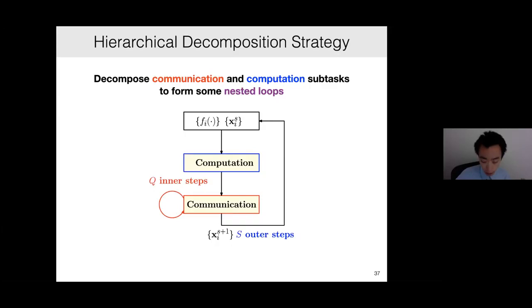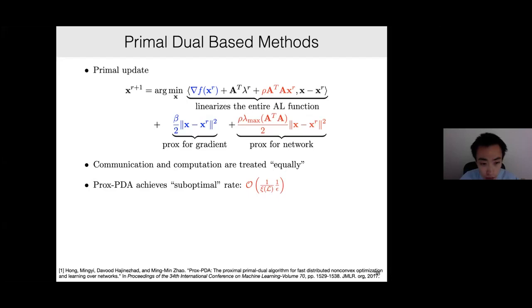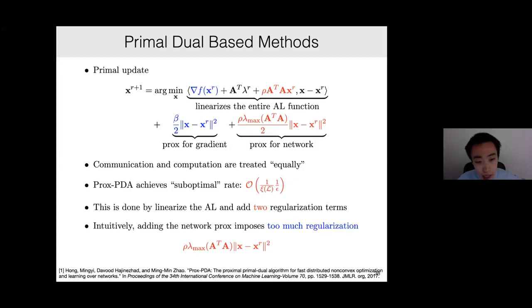And recall what we introduced at the beginning, the classical methods, which we call primal-dual based methods. How do they deal with this type of problem? Basically, they linearize the entire AL function and add two proximal terms. And it achieves this 1/KC times 1/epsilon convergence rate if we add that dependency. But why is this slow? Why does this not match the lower bound? This is because by linearizing the AL and adding two regularization terms, it imposes too much regularization. Basically, the proximal terms for networks impose too much regularization and make the algorithm very slow.